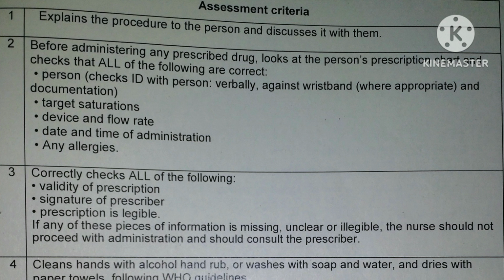Then we should ask for consent. So is that okay? We can ask them. That is the thing they are explaining here: explain the procedure to the person and discuss it with them.